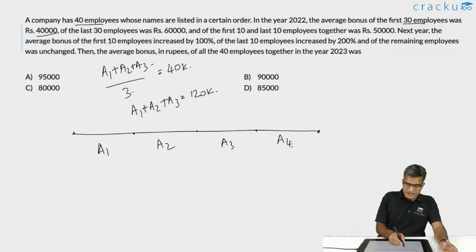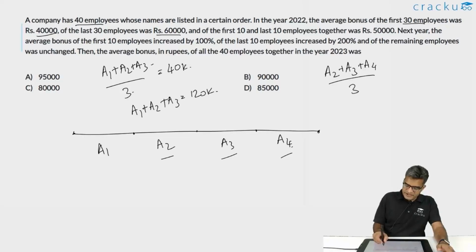Similarly, we are told that the average of the last 30 employees is 60K. So that is A2 plus A3 plus A4. So A2 plus A3 plus A4 divided by 3 is equal to 60K, or the value of A2 plus A3 plus A4 is equal to 180K.